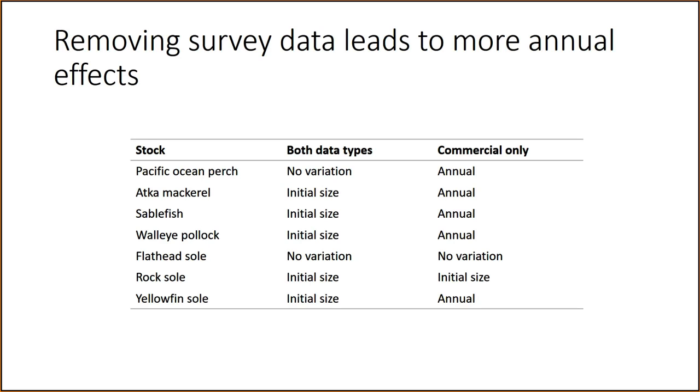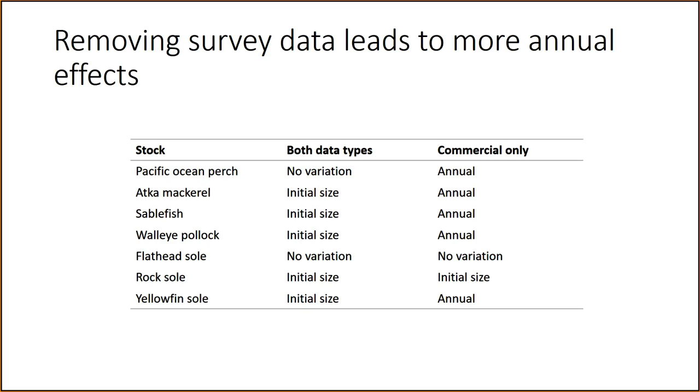One of the answers to Alan's question: I got review comments that were like, well, what happens if you remove one of those data sources? And so we did that for the Bering Sea and Aleutian Islands. We took out the survey data, and we saw what happened if you only used commercial data. And what happens is a lot of the estimated growth variation that had said it was initial size switches to being annual. And this is probably because this commercial data has annual sampling changes because it's a fishery that don't happen in the survey. And so I'm not sure.